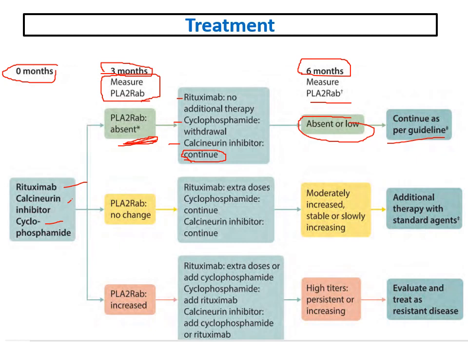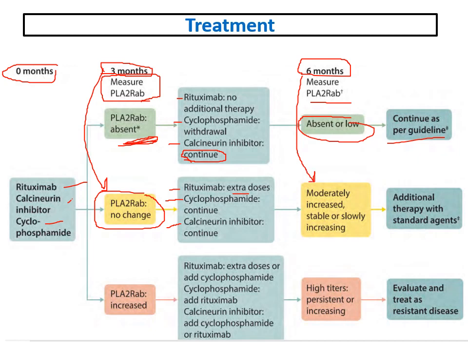But if after 3 months, we found no change in the assay, if you are using rituximab from the start, we can give extra doses. We give rituximab either 1 gram twice or 375 from 1 to 4 doses with weekly intervals. If we are using cyclophosphamide, we can continue cyclophosphamide. CNI, we should continue if there is no change, and then repeat after 6 months.